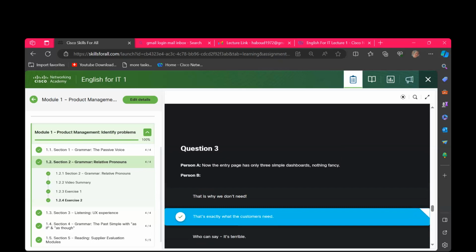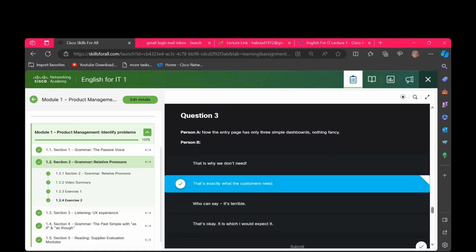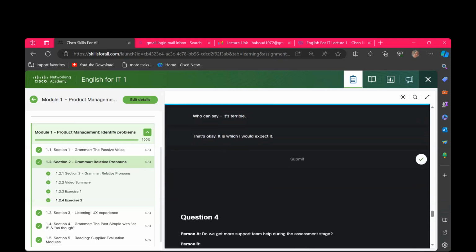Question 3. Now the entry page has only 3 simple dashboards. Nothing fancy. So تفتكروا person B هيقول إيه؟ هيقول that's why we don't need it. That's exactly what the customers need. بس ده المطلوب. اوكي ودي الإجابة الصحيحة.